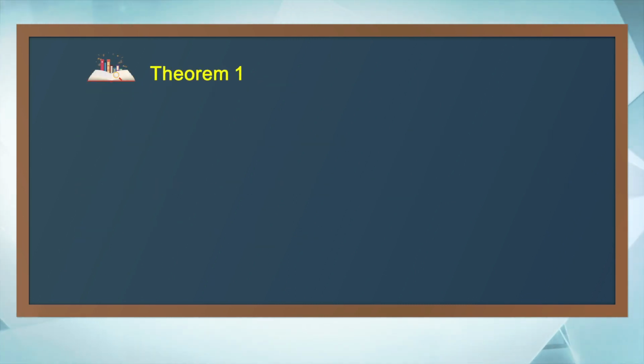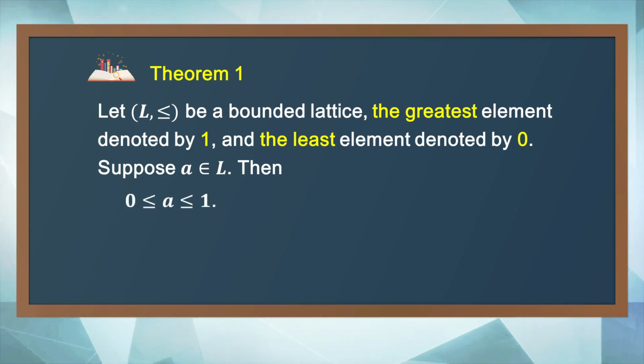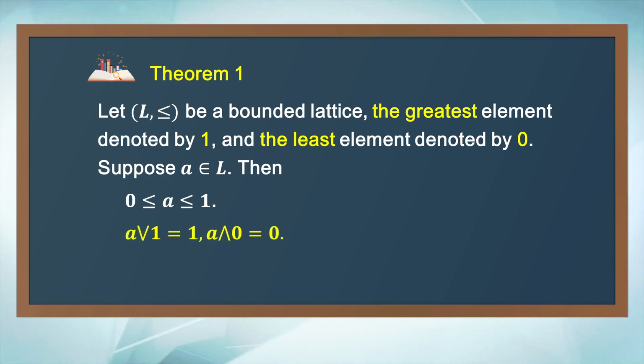Next, a theorem, theorem 1. Let the lattice be a bounded lattice, the greatest element denoted by 1, and the least element denoted by 0. Then, 0 is less than or equal to A, less than or equal to 1. The join of A and 1 equals 1. The meet of A and 0 equals 0. The join of A and 0 equals A. The meet of A and 1 equals A.